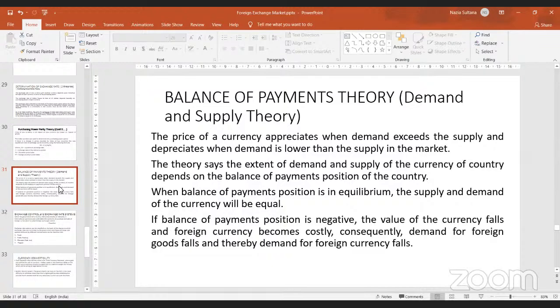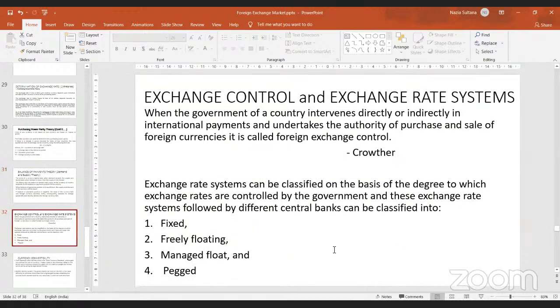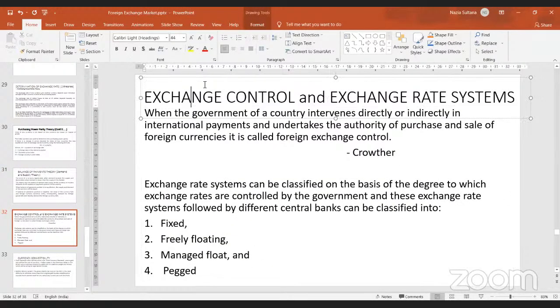So here you are not determining based on purchasing power, but based upon the demand and supply of your currency. That way, exchange rates are determined. These are the two mechanisms through which exchange rates can be determined, right? Then what is exchange control?